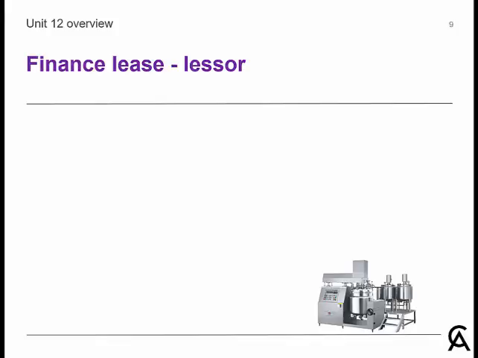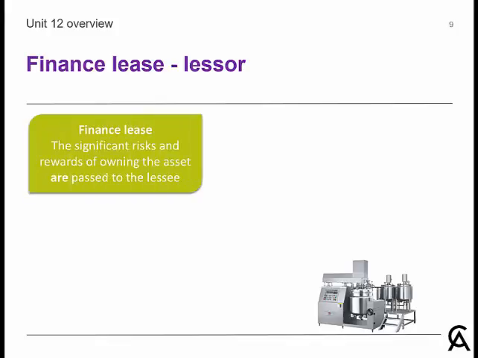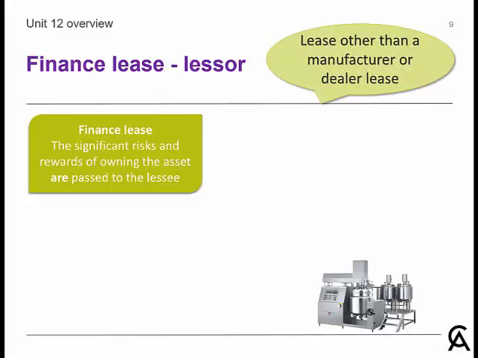For a lessor, if there's a finance lease, remember that's where the significant risks and rewards of owning the asset are passed to the lessee. So this could be, for example, with the lease of a machine. What we're dealing with in Unit 12 is where the lessor is, for example, a finance company. So it's just really in the business of effectively lending money to a lessee. So we're dealing with leases other than manufacturer or dealer leases, which are beyond the scope of the module.